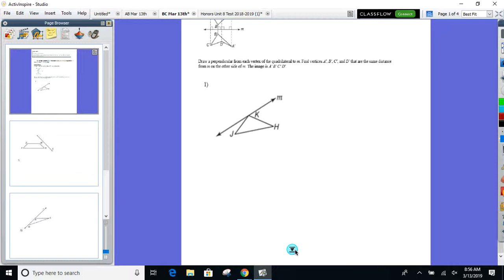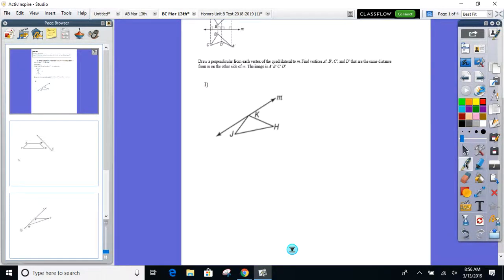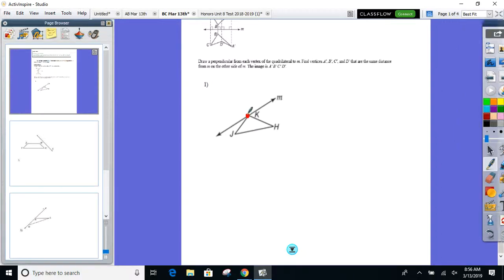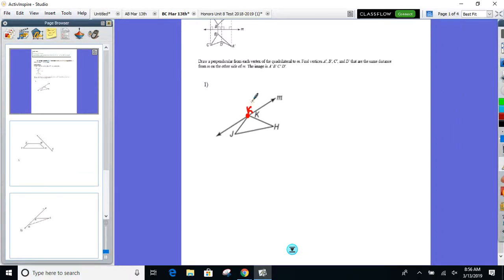Because K is already on the line of reflection, and I think we talked yesterday on homework that if the point is on the line of reflection, it stays there. So there's K prime. No big deal. All right, well, we're going to have to find H prime and J prime now. So let's start with H prime.